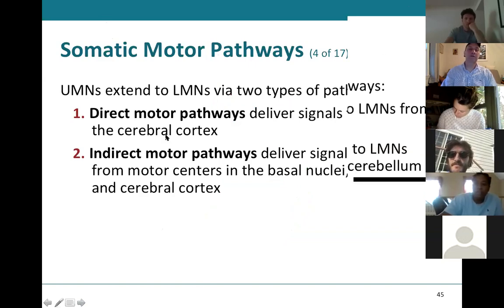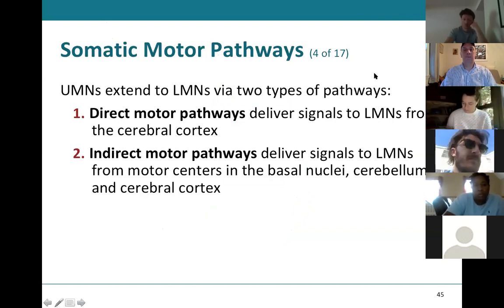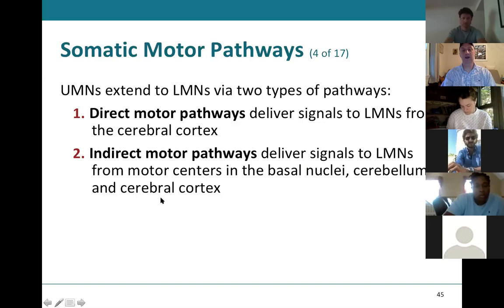So the upper motor neuron is going to go to a direct motor pathway or an indirect motor pathway. And notice the distinction here. Wham, okay? The direct motor pathway delivers signals to the lower motor neuron from the cerebral cortex, wham. Indirect motor pathways will utilize input from the basal nuclei as well as the cerebellum and the cerebral cortex. Now, the reality is, as I just said, all of these pathways are actually happening simultaneously, but we teach them to you as though they're distinct from one another. Not true.